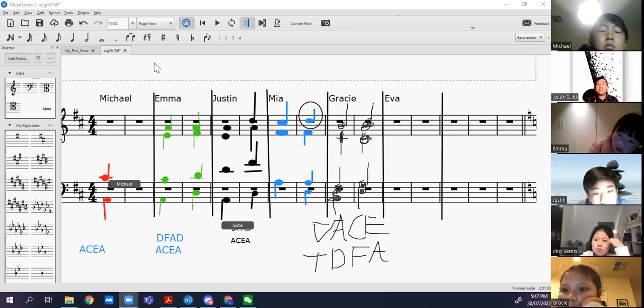I love it how everyone's using a different color, makes the page look so colorful.